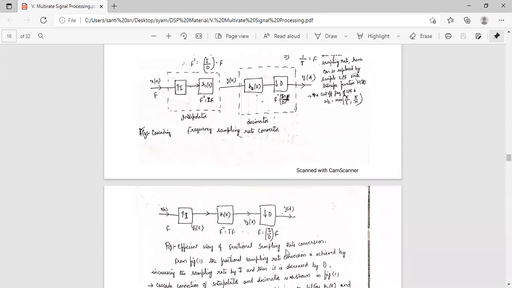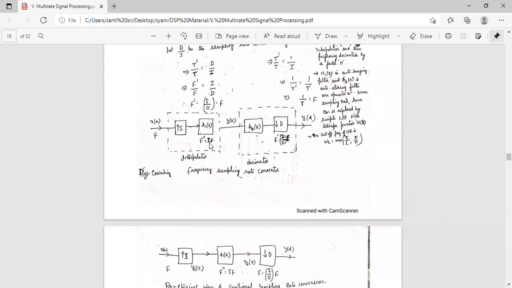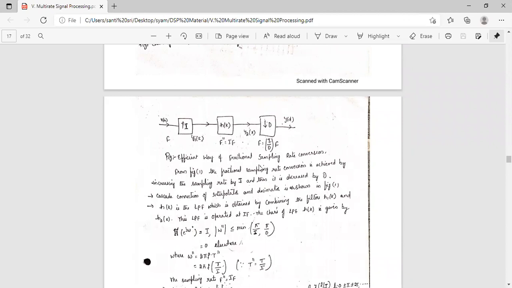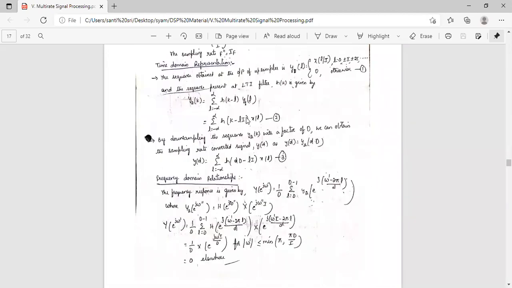The main thing here is that the two filters, the anti-imaging filter and the anti-aliasing filter, are combined as a low pass filter, that is H of k. Like this, data rate conversion can be done. So this is the interpolator and this is the decimator, right? Like this, it will be converted. These two are cascaded through the low pass filter. Okay, so next one.